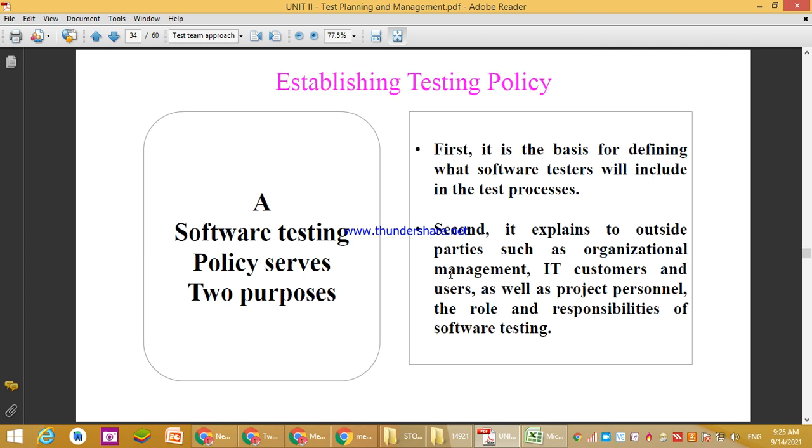Okay. Then establishing testing policy. A software testing policy serves two purposes. First, it is the basis for defining what software tests will include in the test process. And second, it explains to outside parties such as organizational management, IT customers and users, as well as project personnel, the role and responsibilities of software testing. These are the two purposes of a software testing policy.